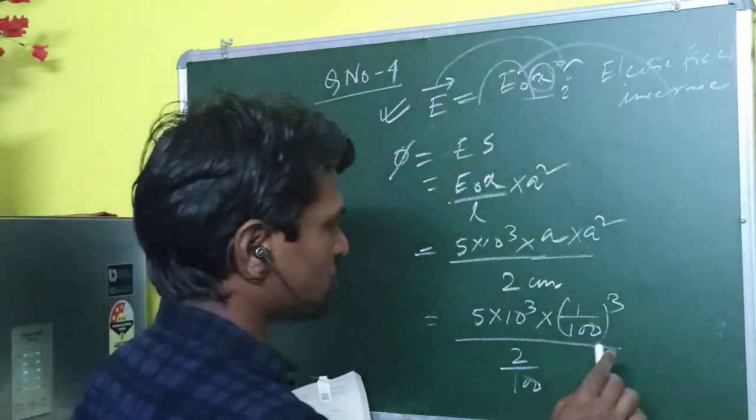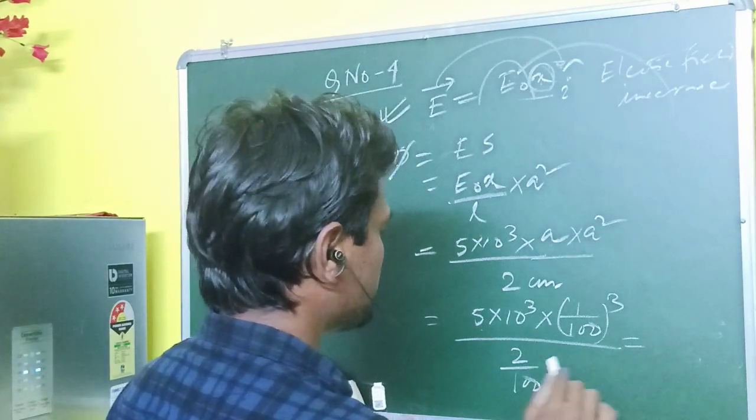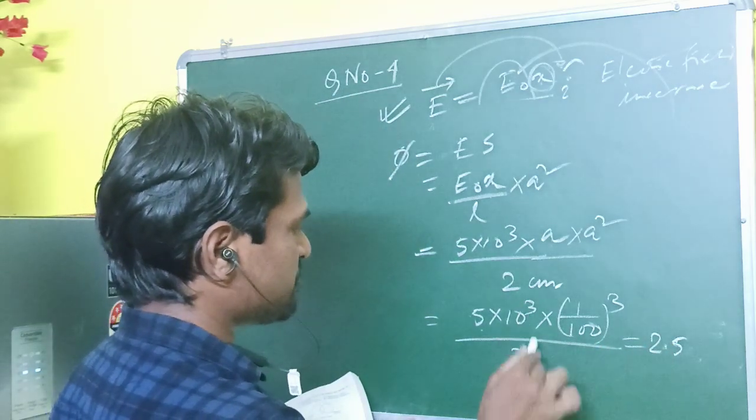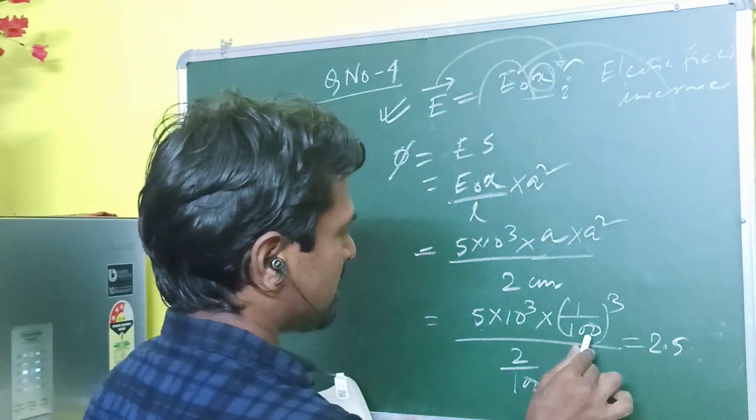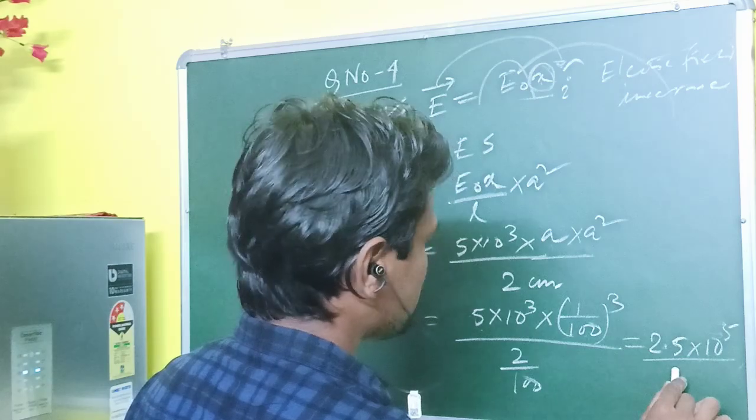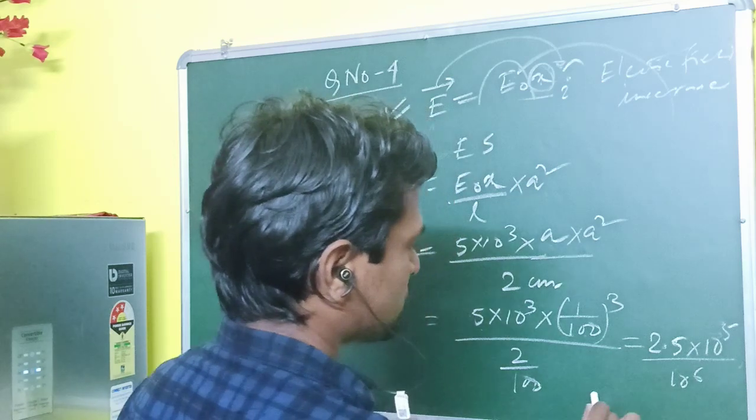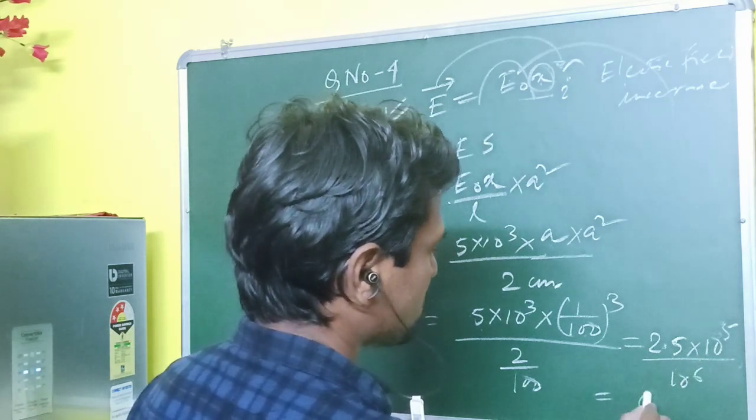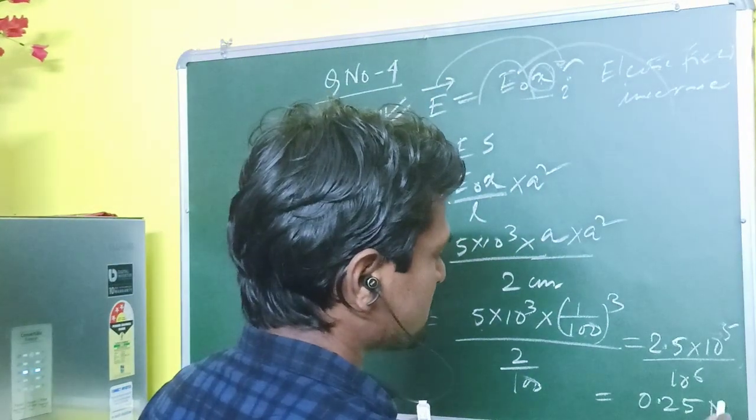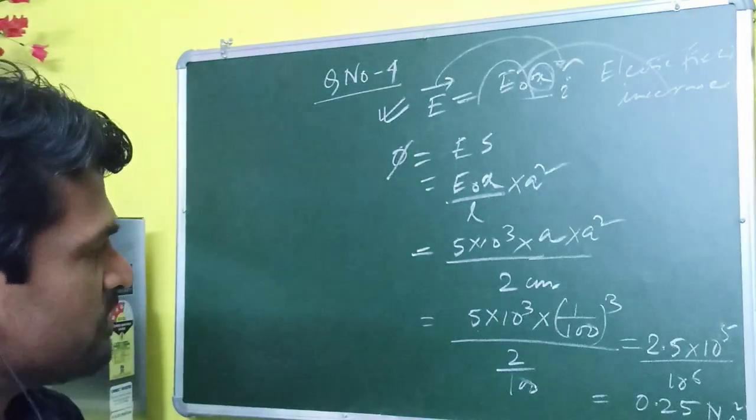So this is the answer. 5 divided by 2 is 2.5, and 10 to the power of 3 into 10 to the power of minus 6 divided by 10 to the power of minus 2 gives 10 to the power of minus 1. So we get 0.25 as the flux, that is Newton by Coulomb into meter square. So 0.25 Newton by Coulomb into meter square is the net flux.